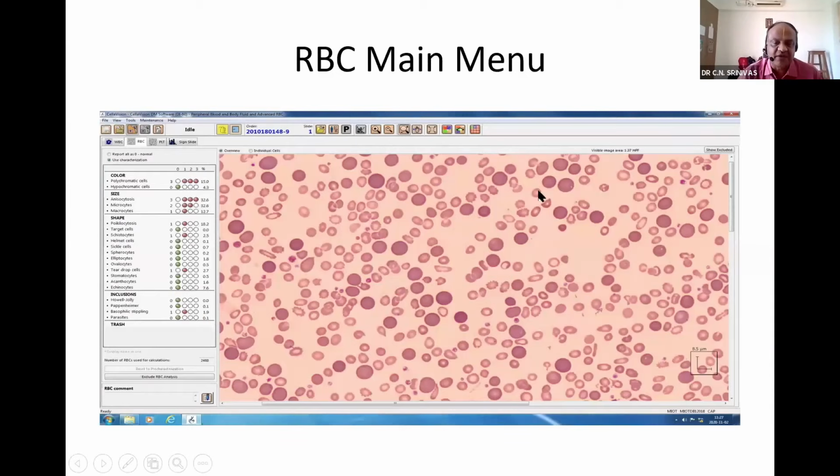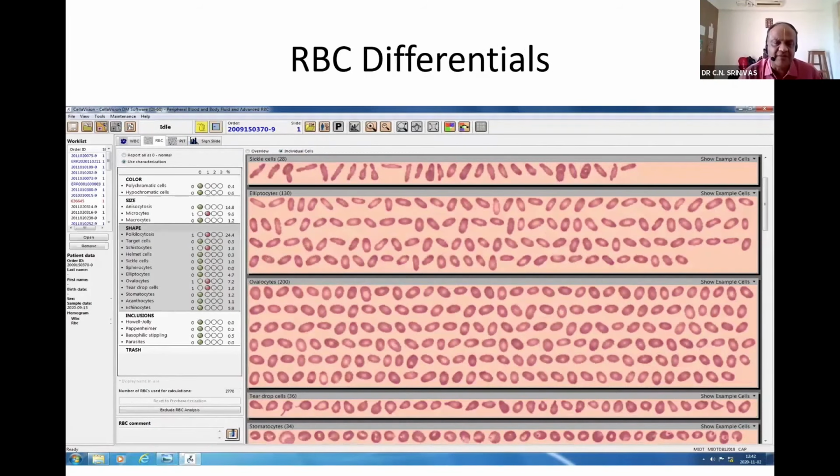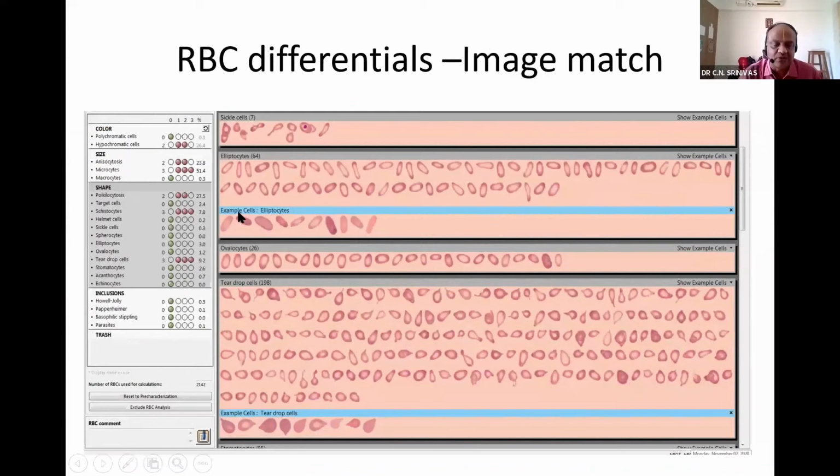Now coming to the RBC main menu, this is the one you get on a larger frame where you have a dimorphic picture over here on your right-hand side. On your left-hand side, you can see that you have more classifications of the RBCs itself. RBC characterization, which I was already telling you about, an RBC differentiation can happen like this. And you can also have a matching program to understand. The blue colors are the ones from the library, and the topmost one is from the smear which has been read to correlate how the elliptocyte looks.